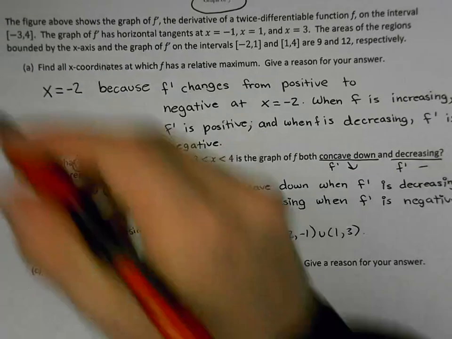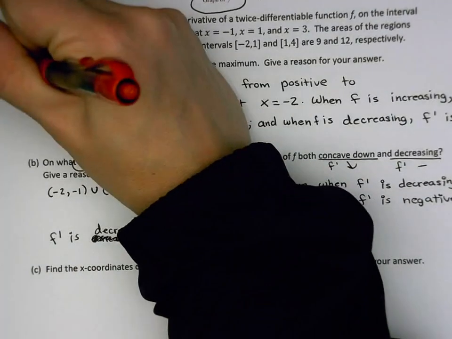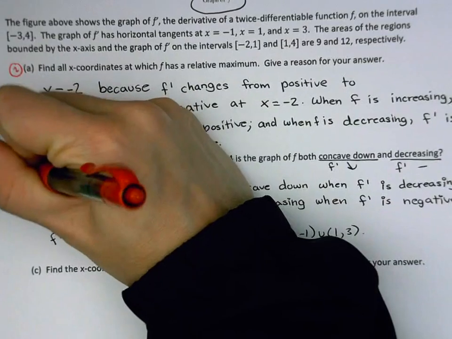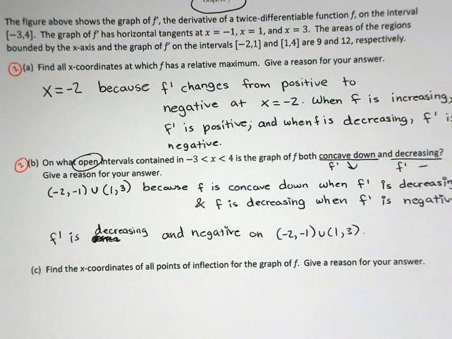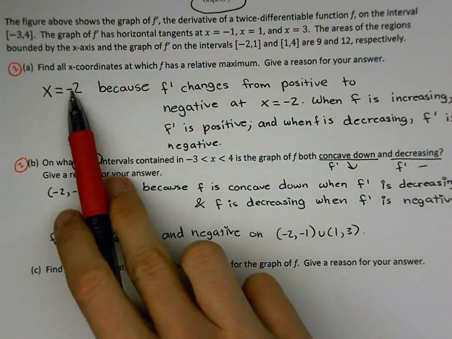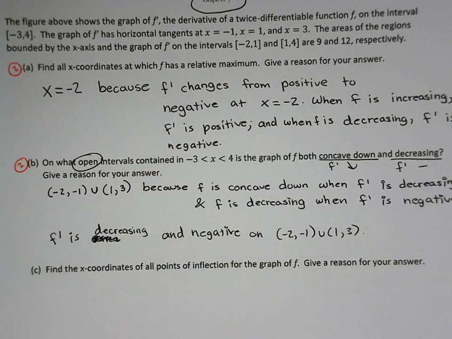Both of these, by the way, were 2 points. I forgot to say that with part A. First point for both of them came from the answer, so x equals -2 in A, and then your intervals here in B. And then the second point for both came from your reason, right, so articulating how you know f is a relative maximum, or f is concave down and decreasing.